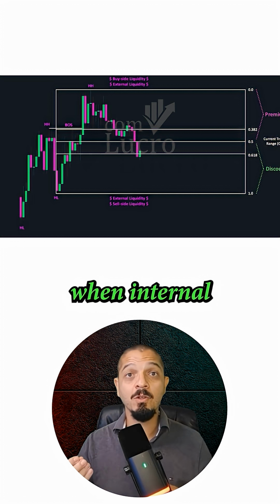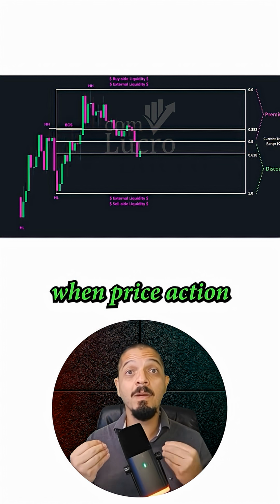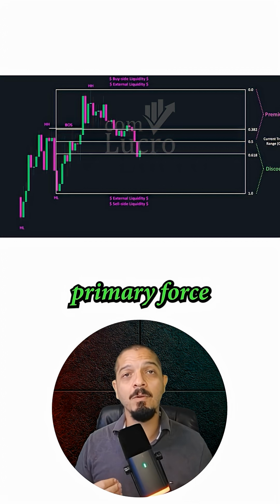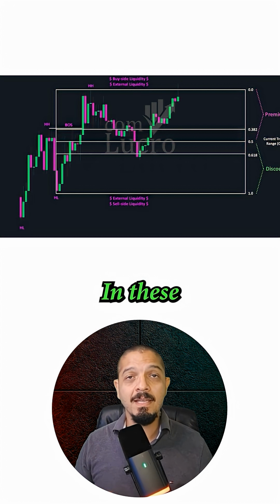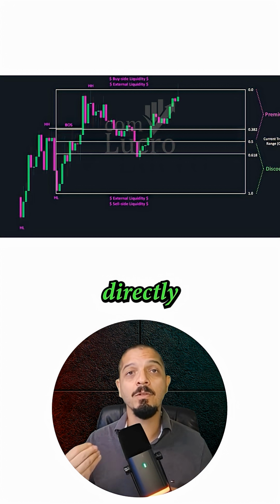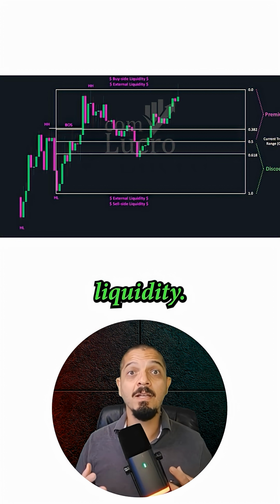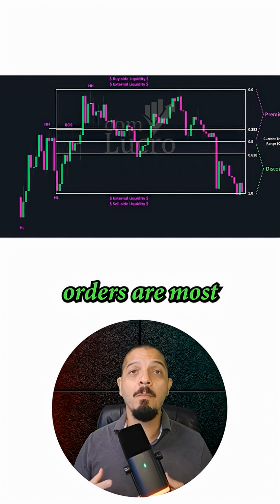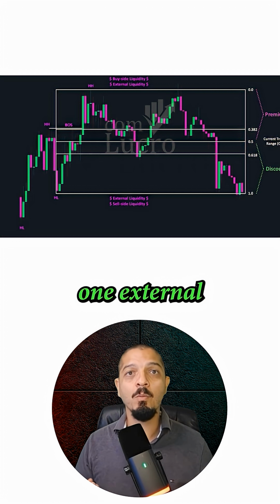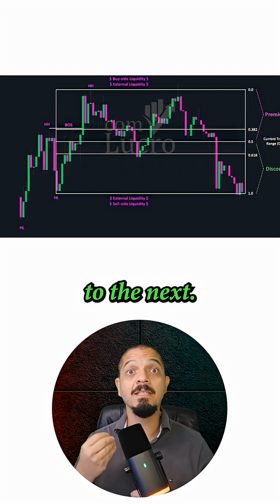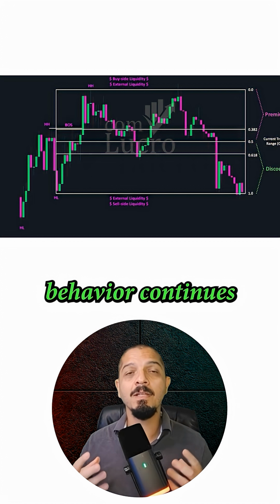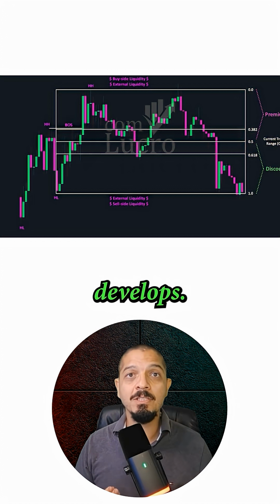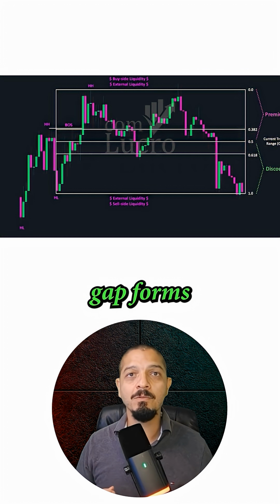However, when internal liquidity is no longer present, when price action is clean, balanced, and efficient, external liquidity becomes the primary force driving price. In these conditions, price begins to move directly between buy-side and sell-side liquidity. It targets major highs and lows where stop orders are most likely resting, rotating from one external liquidity pool to the next.